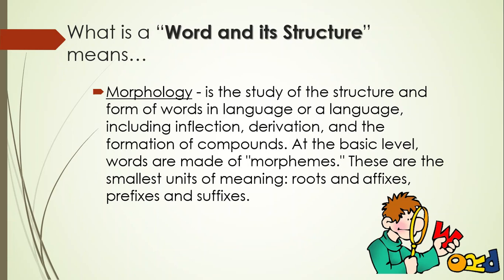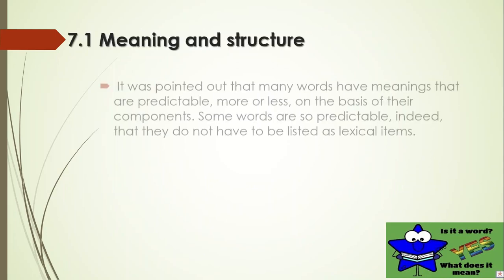It is the basic level. Words are made of morphemes. These are the smallest units of meaning: roots and affixes, prefixes, and suffixes. Now, let's go back to our book. So, meaning.